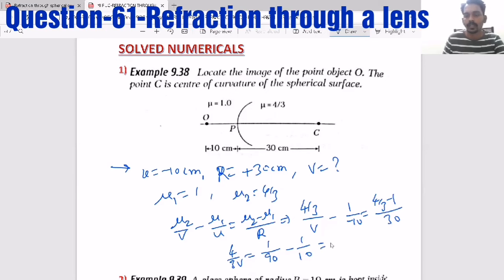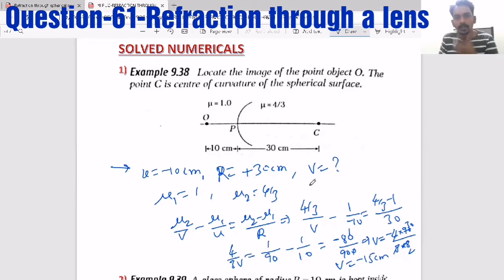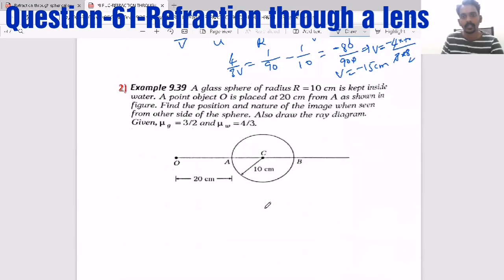So just try to solve it. It will become 10 minus 90, minus 80 by 900. So 0 cancels. So the V value will become, cross multiply it, minus 4 into 90 by 3 into 8. So 4 2s are 8, 3 10s are 30. So V equal to minus 15 centimeter. So minus 15 means what? The image is forming on the same side as that of the object, a virtual image. Like that you can conclude.